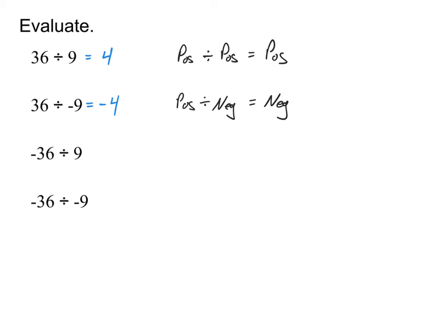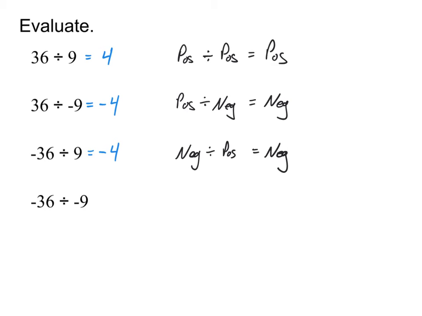Then we move on to our next one, where we have negative 36 divided by 9. So notice in this case we're doing a negative divided by a positive. And whenever we do a negative divided by a positive, we get a negative. Therefore, our answer will have to be negative here. And once again, 36 divided by 9 is 4. So it's a negative 4 then.